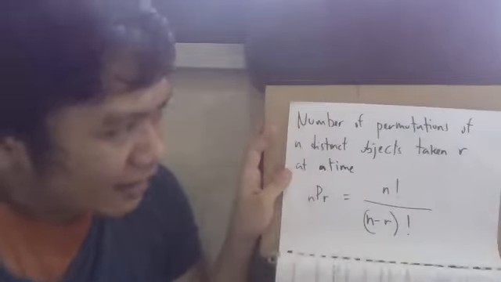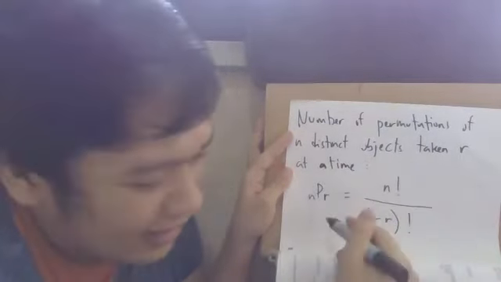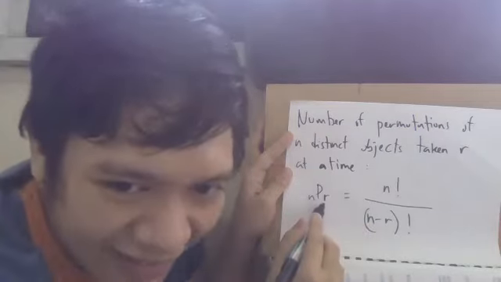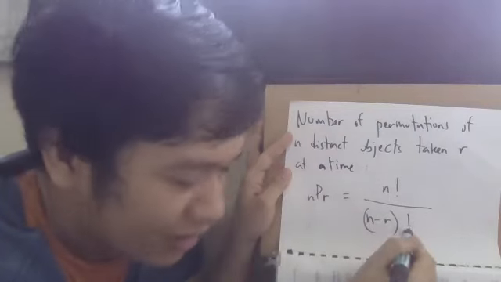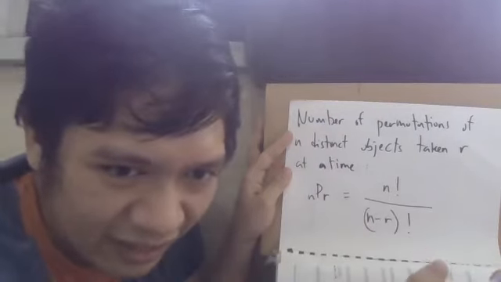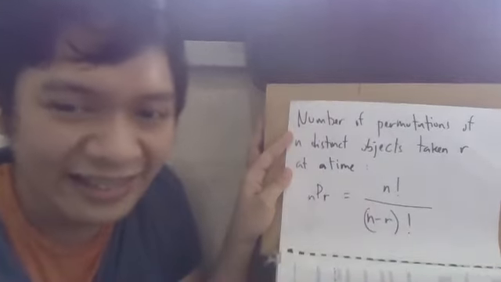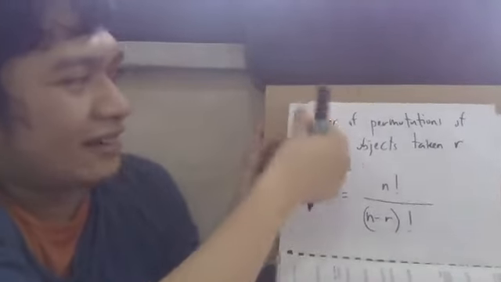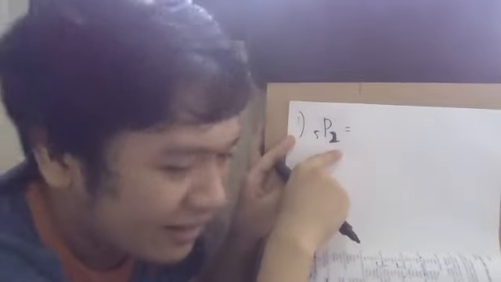Now, the number of permutations of n distinct objects taken r at a time is this. Let us denote this by nPr. nPr is equal to n factorial all over n minus r factorial. Okay? Wait, anong kinalaman nito sa pinakita ko kanina? 5P2. Let's answer the first question. 5P2, 5 objects taken 2 at a time.